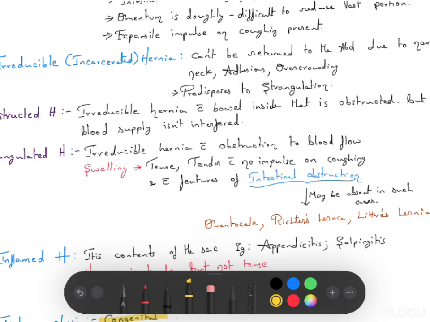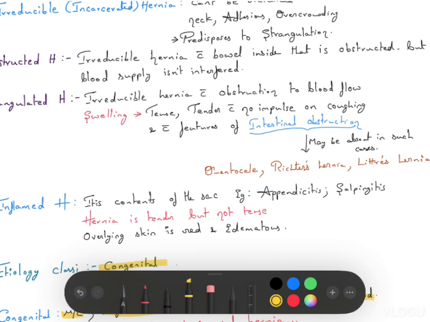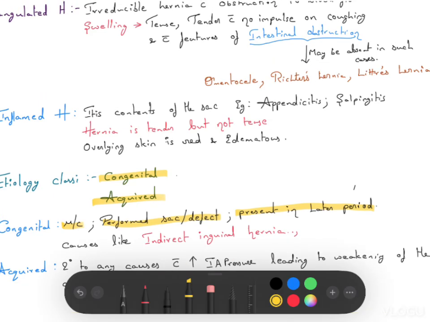Next we can see irreducible incarcerated hernia. It can't be reduced back into the abdomen; the narrow neck, adhesions and overcrowding predispose to strangulation. Next, obstructed hernia, that is an irreducible hernia with bowel inside that is obstructed but the blood supply is not interfered with. Next, strangulated hernia, that is an irreducible hernia with obstruction to blood flow. We can see a tense, tender swelling with no cough impulse, and with features of intestinal obstruction. It may be absent in cases of omentocele, Richter's hernia and Littre's hernia.